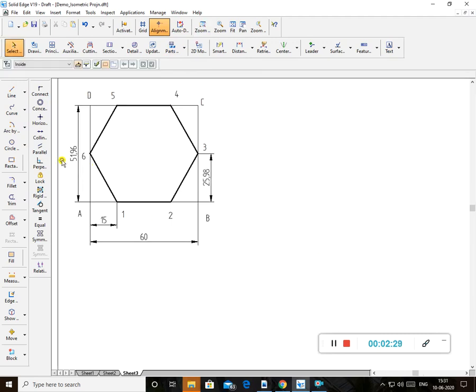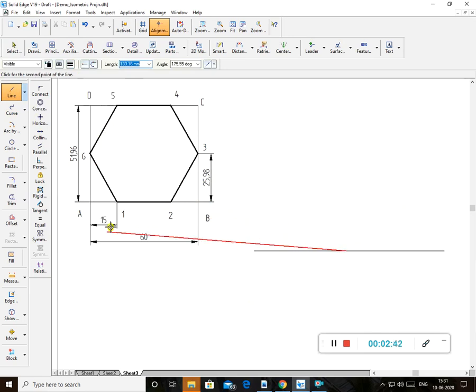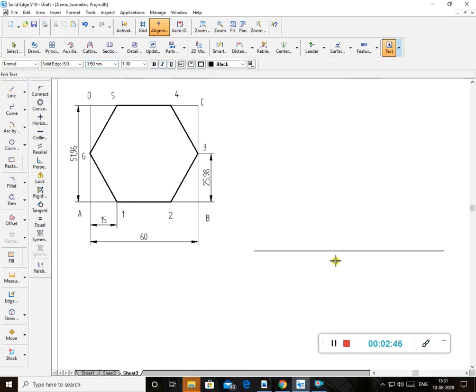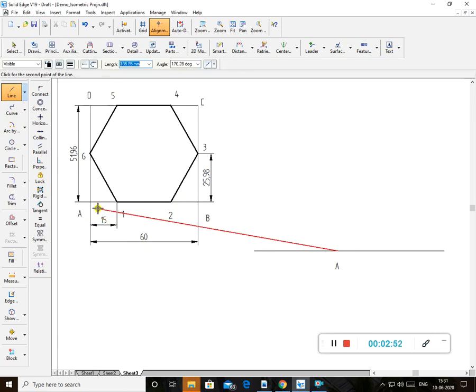Now how to draw the isometric hexagon? First you draw a horizontal line. Now I'll draw the isometric hexagon of the top view first. I take point A somewhere here, and from A I start. I am drawing AB now. I am looking from this corner A, which means AB comes to this side and AD comes to this side.